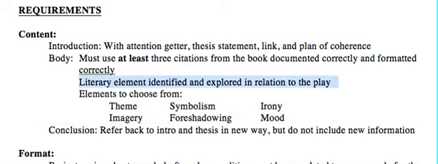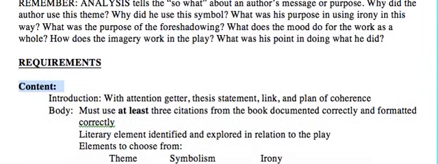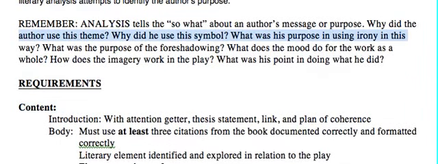Those are the 6 to choose from. All right. If you look back up here, analysis tells the "so what" about an author's message or purpose. Why did the author use this theme? What was his point? Why did he use this symbol? What was he trying to show? What was his purpose in using irony in this way? What was the purpose of the foreshadowing? What did it serve to do? What does the mood do for the work as a whole? How does the imagery work in the story? What was his point in doing what he did?